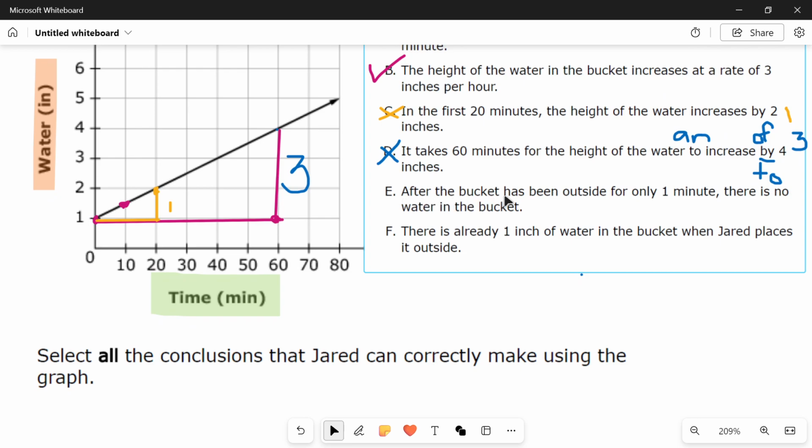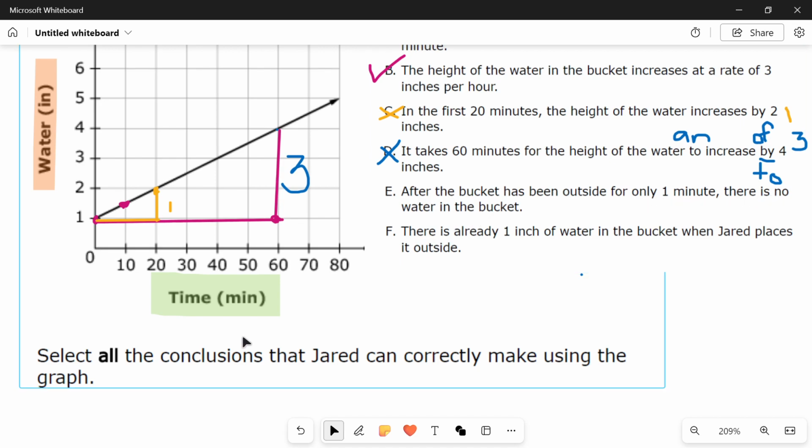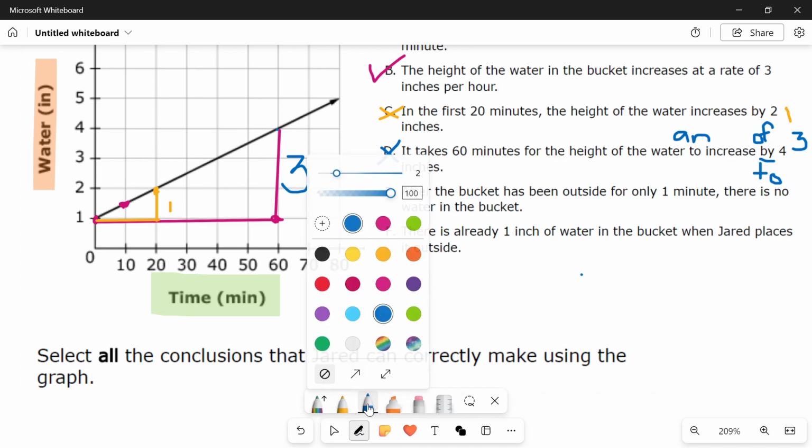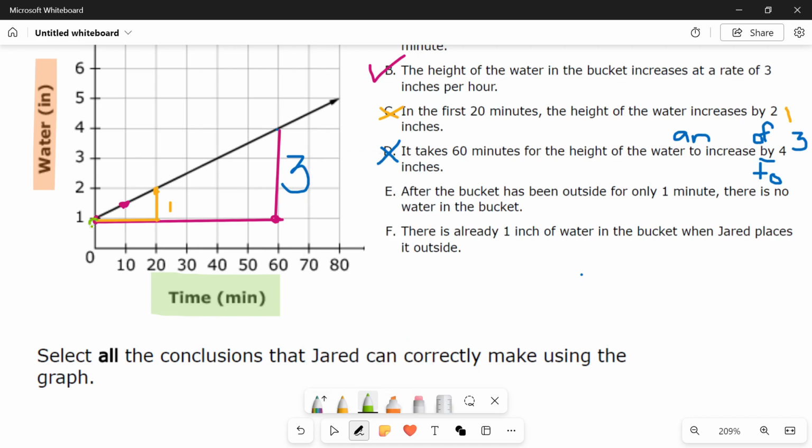Okay, here it says, after the bucket has been outside for only 1 minute, there's no water in the bucket. Well, that's false, right? Because I can tell that's false, if I look right here, okay, let's go with a green color here. Look where it started. Even at 0 minutes, there was already 1 inch of water in the bucket. So after the bucket was outside for only 1 minute, there's no water in it. False. There was already water in it. It didn't go away. It just started filling up more.